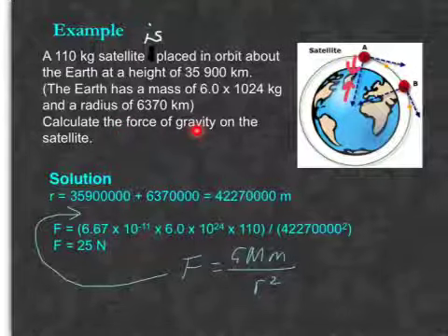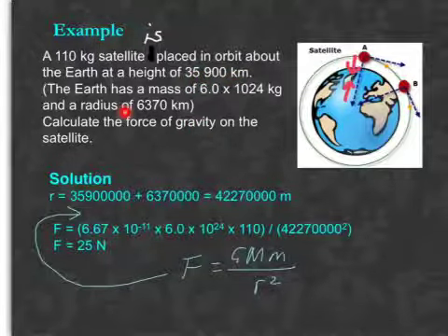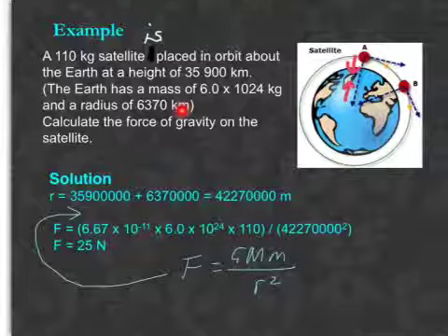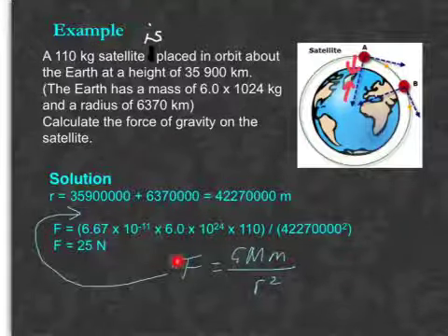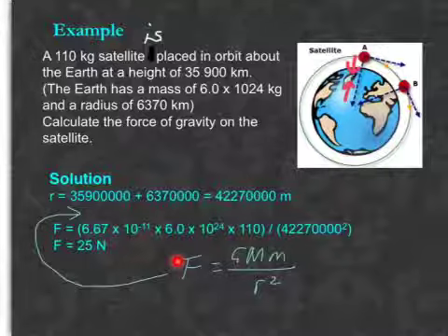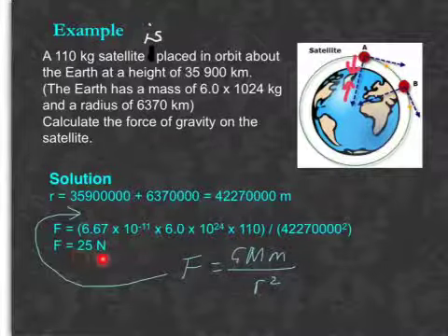What you had to watch out for is, for the total distance, you had to add the height to the radius of the Earth to give you the total distance. And make sure that distance is squared. So if you just apply this formula, which is not too hard, and as long as you do the right thing, you should come up with the right answer of 25 newtons.